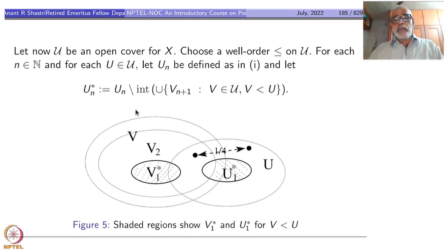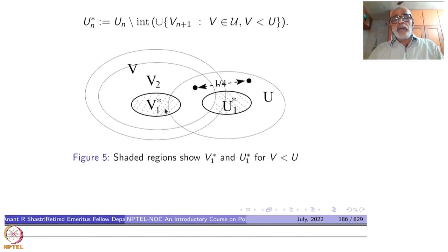Okay, U_n star is that. So here is a picture of U_1 and V_1. U is the given one, V occurring before U. If you look at V_1 star, there is nothing. Suppose V was the first one and U was the second one. There is no throwing, because there is nothing before that. So V_1 star will be the full thing here. But U_1 star, what will happen? I will have to throw away V_2, right? V is there, so V_2 has to be thrown away here. So that is U_1 star, only this part.